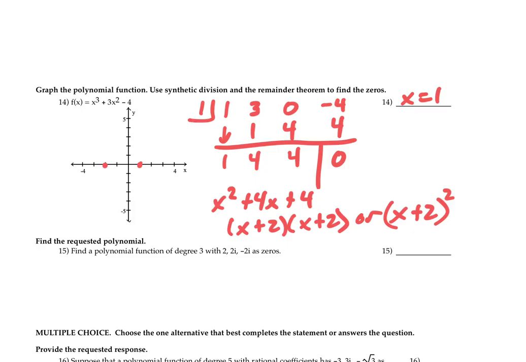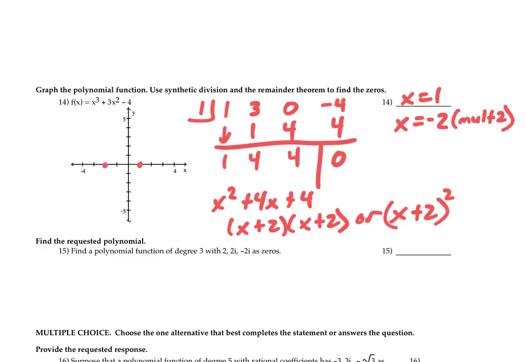So it would be x equals -2. And then it has a multiplicity of 2. Okay. And the reason why that's important is because we have to account for 3 zeros. And so we're saying that -2 counts as 2 of those zeros. And that's because it has two factors, x plus 2 twice, right?